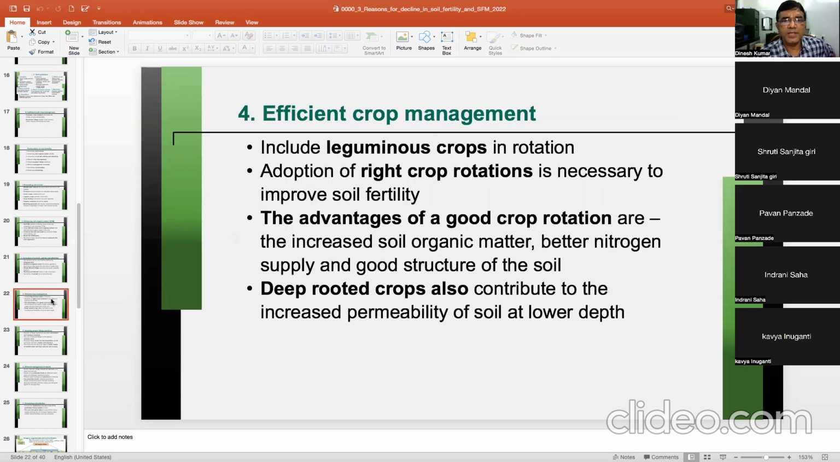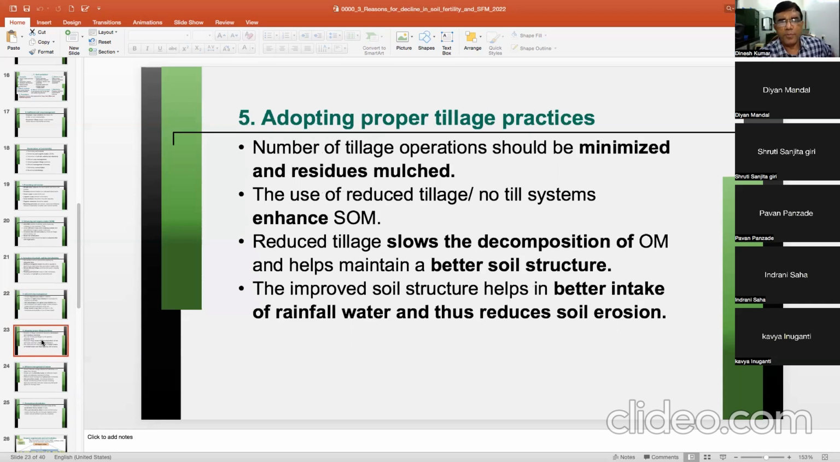Efficient crop management means including legumes in the rotation and right crop rotations, and you can grow deep-rooted crops. Deep-rooted crops are good. They can help in improving the fertility of the soil. Proper tillage practices, in this case, conservation tillage, minimum tillage, low tillage should be followed. And you know what happens in conservation agriculture? Crop rotations, mulching, and no tillage. These practices are combined in conservation agriculture, so that improves your fertility.